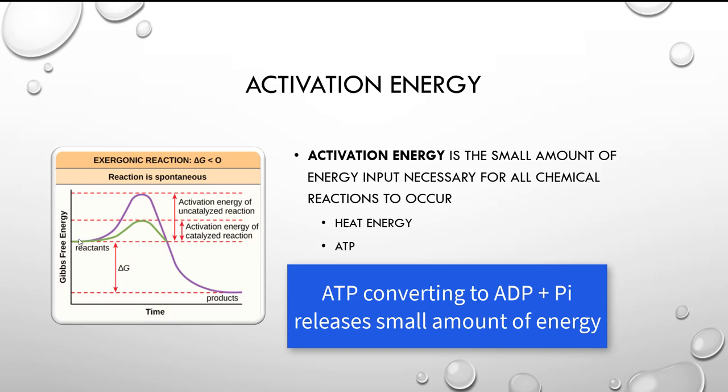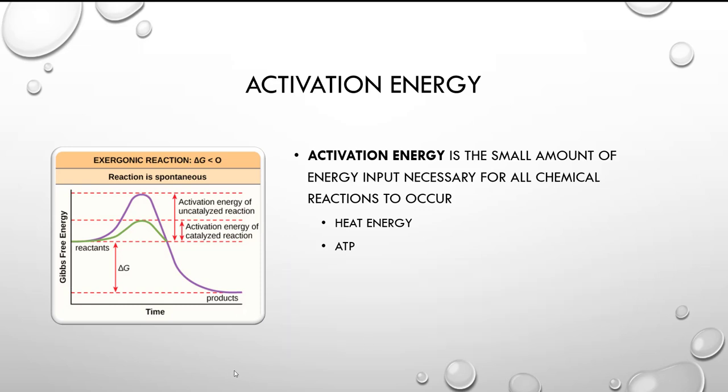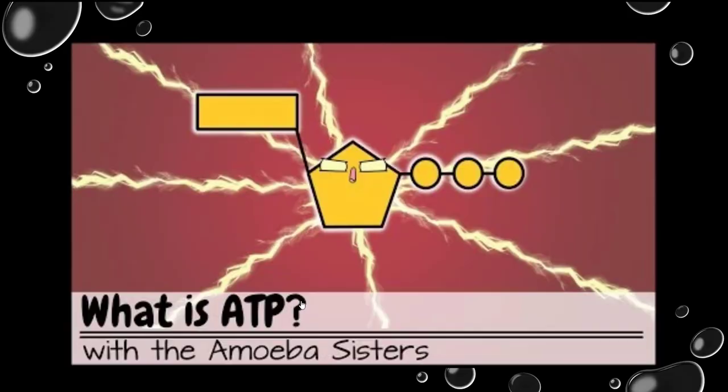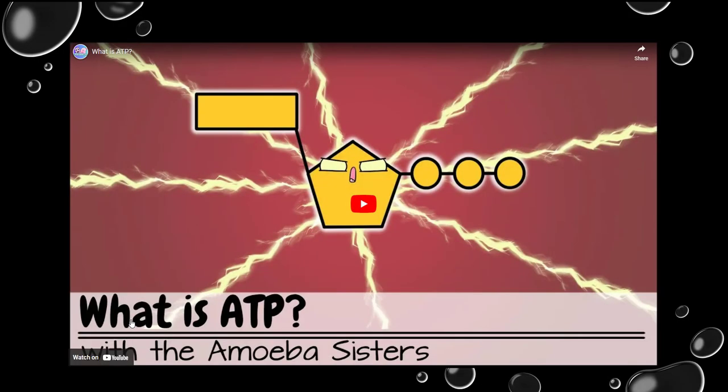Otherwise it's just going to be stuck here on the reactant side. So we need to have a little bit of activation energy to get us to react, to end up with the products. Okay. All right. So we're going to end this. Well, we still have a question, but we'll bring it all together with another Amoeba Sisters video that summarizes what ATP is.